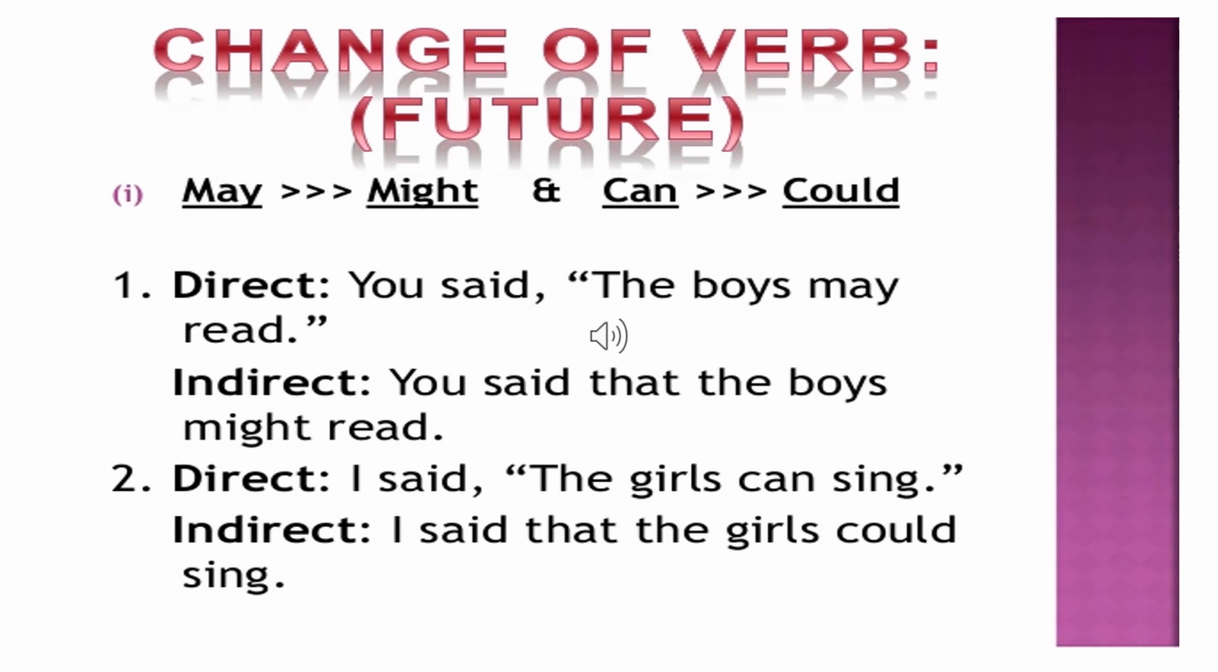If in the direct speech the word shall or will is there, then in the indirect speech it becomes would. The word can in the direct speech becomes could. The word may in the direct speech is written as might in the indirect form.